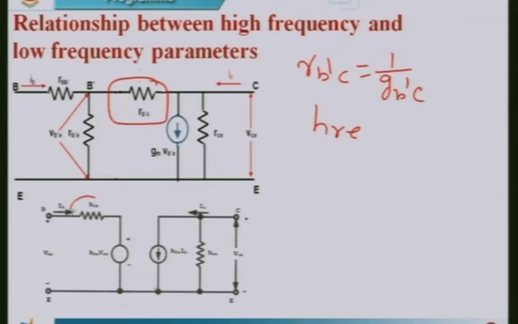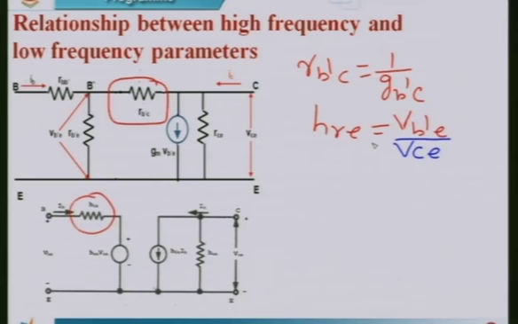Therefore, the current flowing through this point is 0. Then hre is given simply by vb'e divided by vce. From the circuit analysis, from figure 2, because the voltage drop across hie is 0, hre is defined as vb'e by vce.